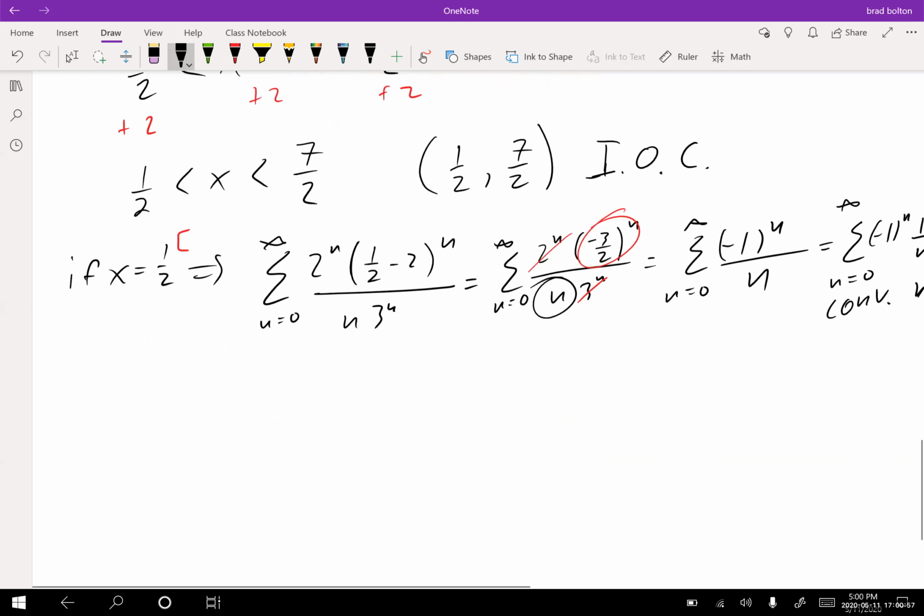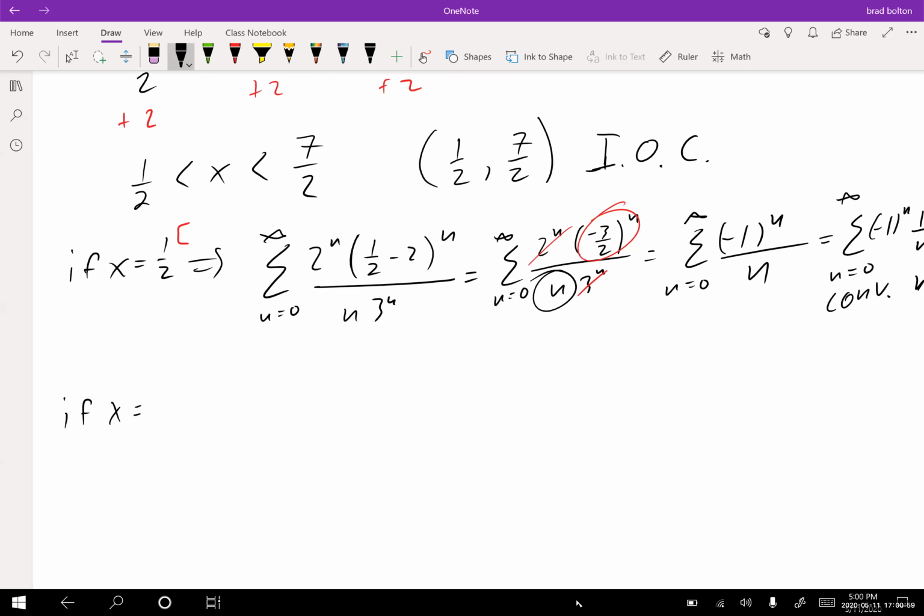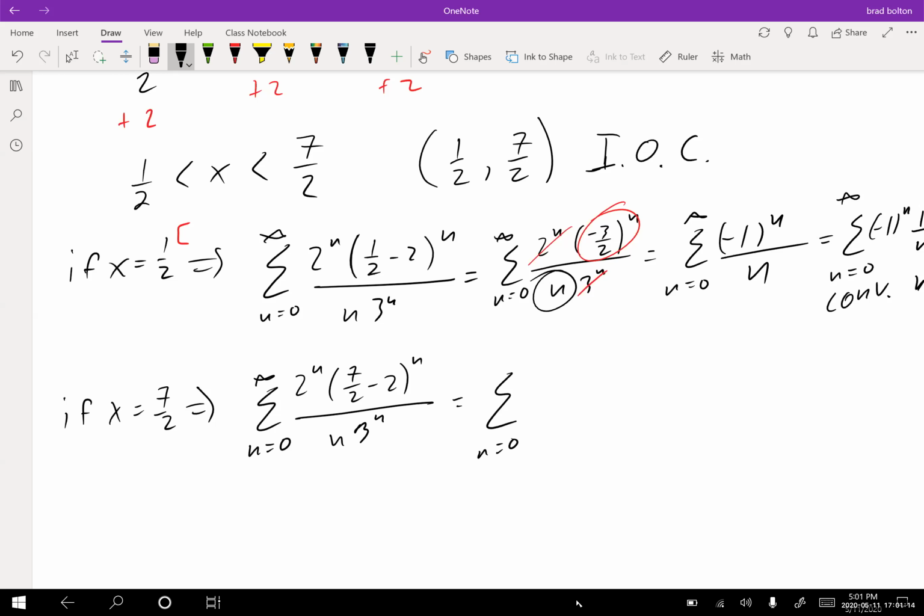And now let's check 7/2. If x equals 7/2, then we have n equals 0 to infinity, 2 to the n, 7/2 minus 2 to the n, all over n 3 to the n. Now there should be something very similar. We're going to have 2 to the n. So this will be what? 3/2, right? Because that's 4/2, so that'll be 3/2. 3/2 to the n, all over n 3 to the n.